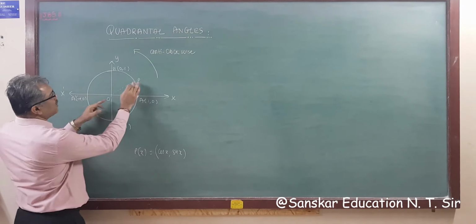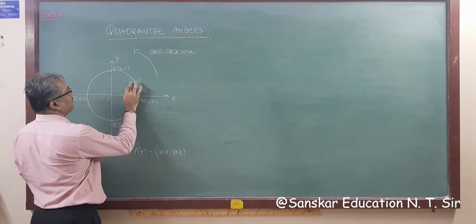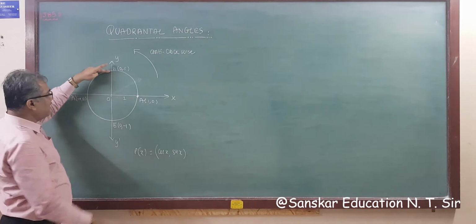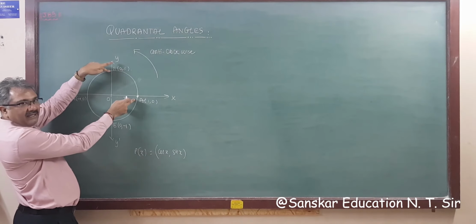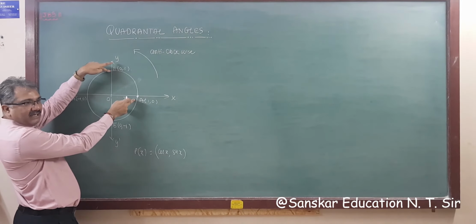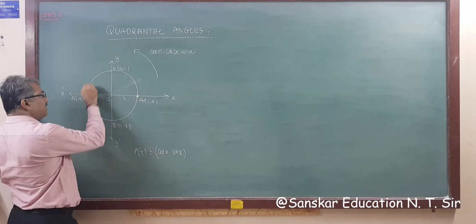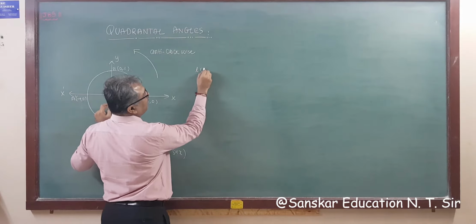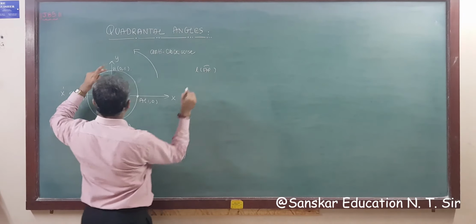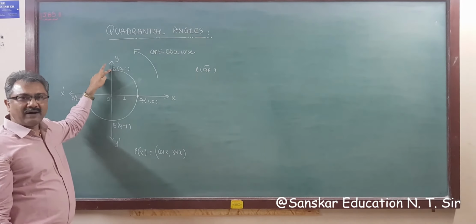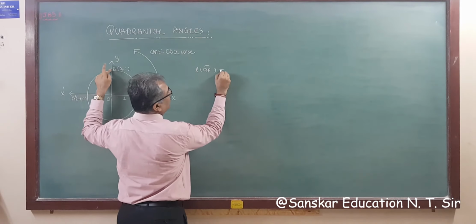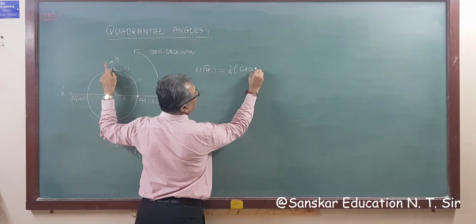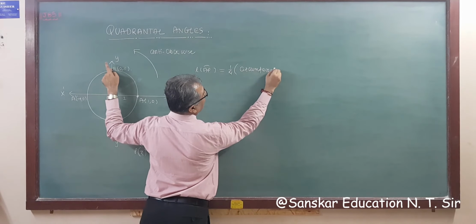First we take, suppose P is here, then you can understand better. Suppose P is here, then length of arc AP is 1/4 of the full circumference of a circle. So if P is here, then length of arc AP is equal to 1/4 part of the circumference of a circle.